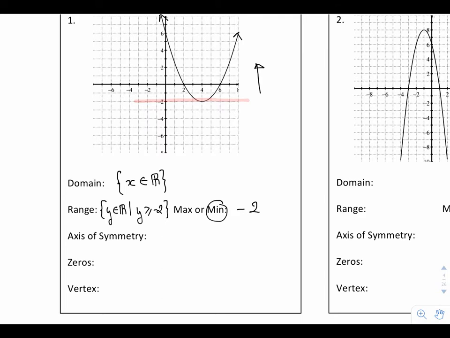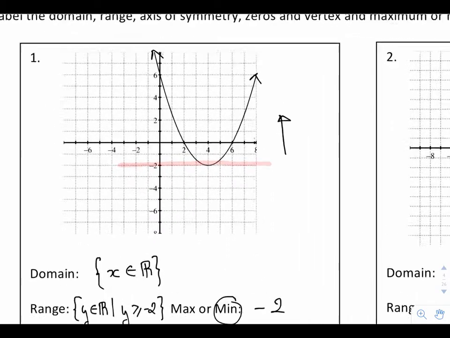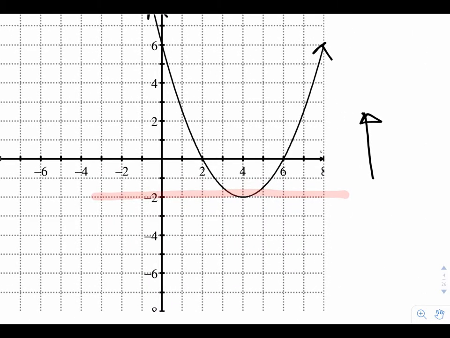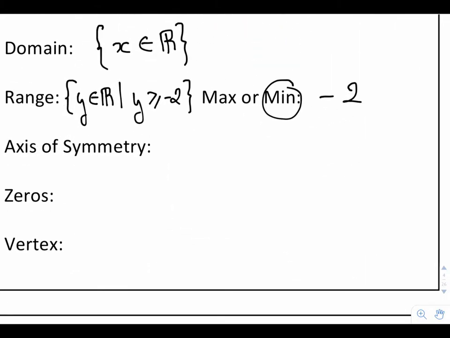The axis of symmetry is the line that goes through the middle of this parabola. So if I were to zoom in here and draw a vertical line right down the middle, it goes through 4. So my axis of symmetry is going to be x equals 4.